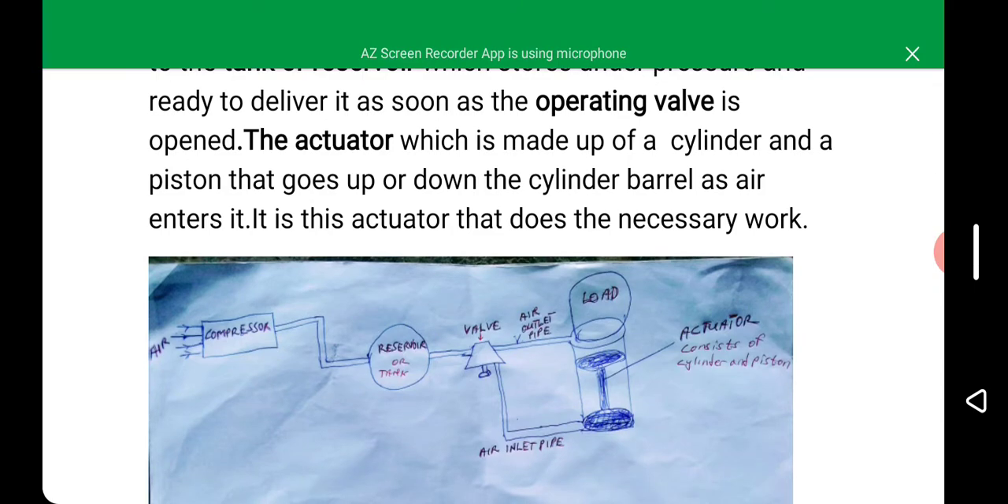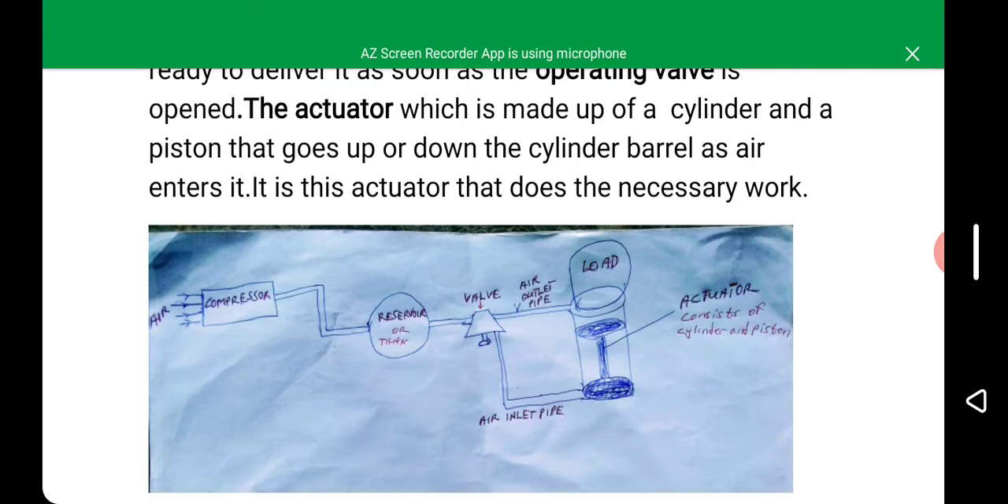It is the actuator that does the necessary work. The part that does most of the work in this machine is the actuator. It is made up of a cylinder, so it goes up and down as the air enters the tube. This actuator is what does the necessary work.